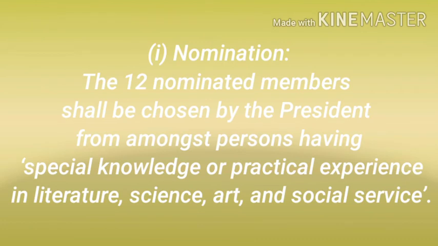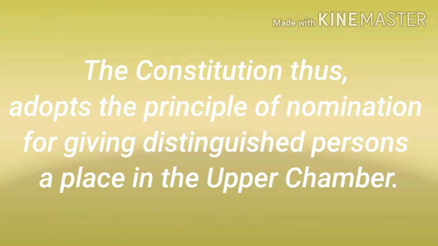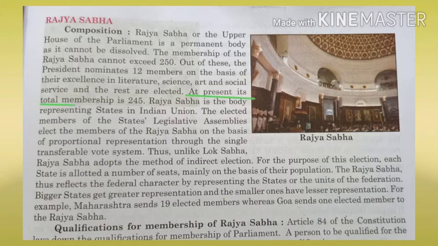The 12 nominated members shall be chosen by the President from amongst people having special knowledge or practical experience in literature, science, art, and social service. The Constitution thus adopts the principle of nomination for giving distinguished persons a place in the upper chamber. At present, the total membership of the Rajya Sabha is 245 members.